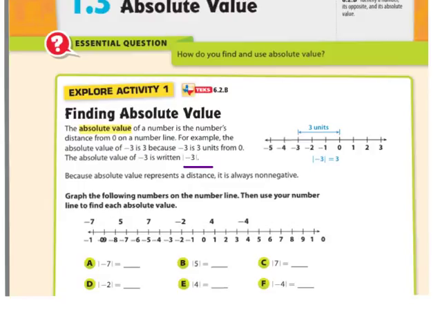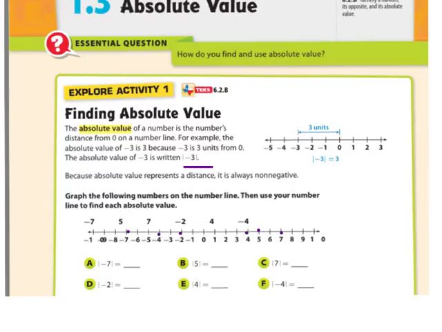So now we're going to graph the following numbers on the number line and then use the number line to find the absolute value of the numbers. So negative 7 is right here. 5 is right here. 7 is here. Negative 2 is right here. 4 is here, and negative 4 is here.